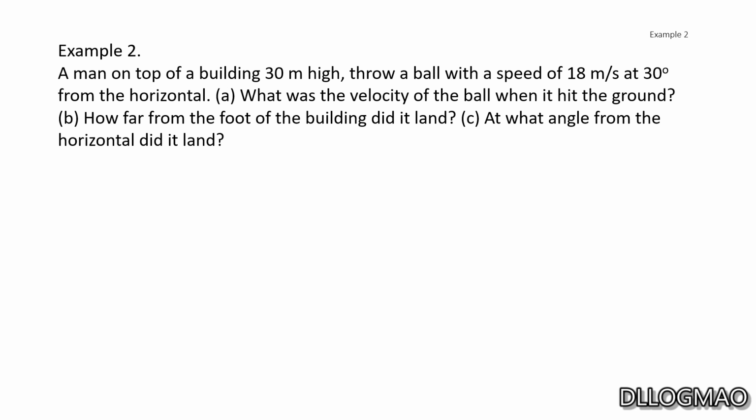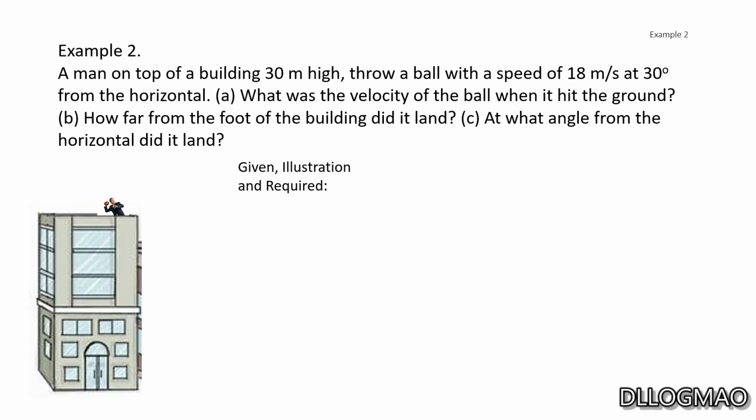A man on top of a building 30 meters high throws a ball with a speed of 18 meters per second at 30 degrees from the horizontal. What was the velocity of the ball when it hit the ground? How far from the foot of the building did it land? At what angle from the horizontal did it land? The given, the illustration, and the required.